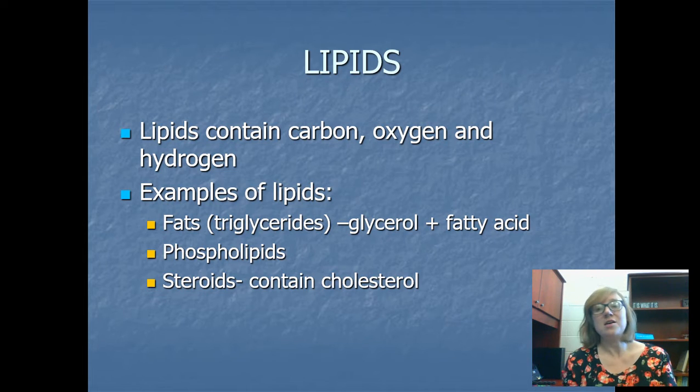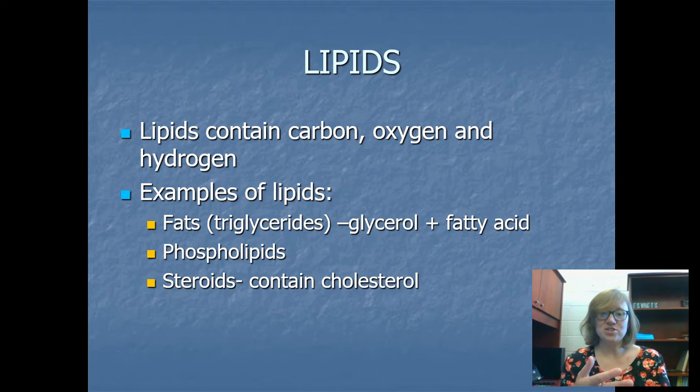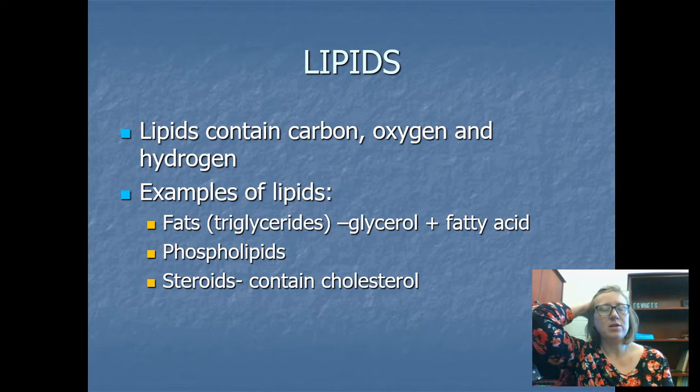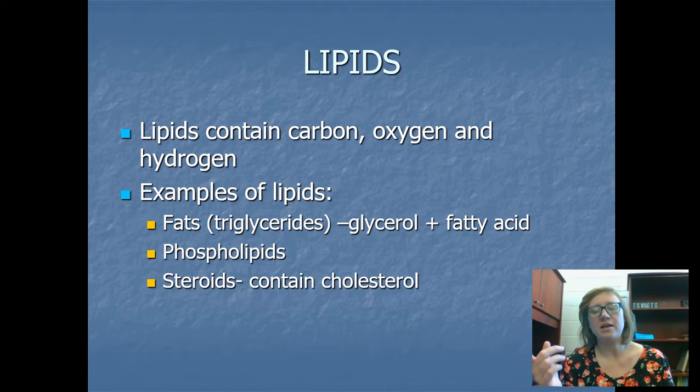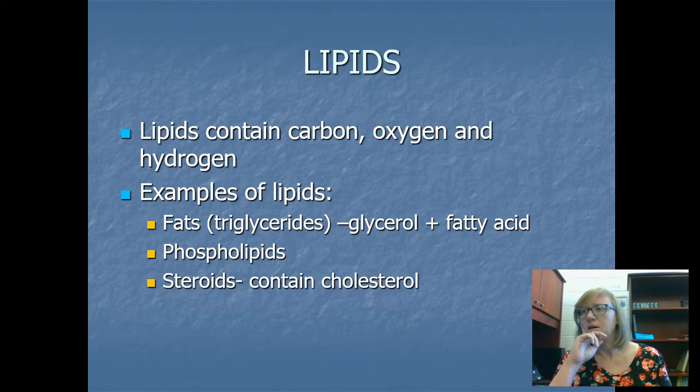All right, everyone, let's talk about lipids. So, lipids, that's another word for fats. They're not just fats, but when we talk about lipids, one of the things I want you to make sure you think about is fats. We'll talk about the other roles that they have. Just like carbs, they're only made of carbon, oxygen, hydrogen.